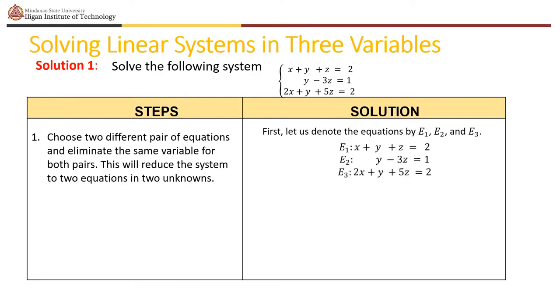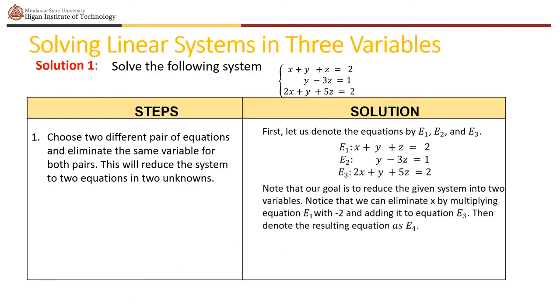E sub 1 is x plus y plus z is equal to 2. E sub 2 is y minus 3z is equal to 1, and our e sub 3 is 2x plus y plus 5z is equal to 0. And then note that our goal is to reduce the given system to two variables. Notice that we can eliminate x by multiplying equation e sub 1 by negative 2 and adding it to equation e sub 3. Then we denote the resulting equation as e sub 4.